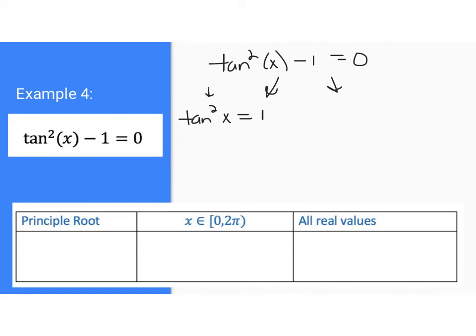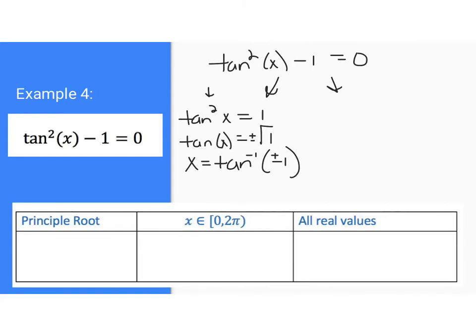Here we need to get rid of this square, so we're going to take the square root of both sides. Remember that if you take the square root, you got to add the plus and the minus. Then we want to isolate the x. So really what we're doing is taking inverse tangent of plus and minus 1. This is going to give us a couple more solutions.